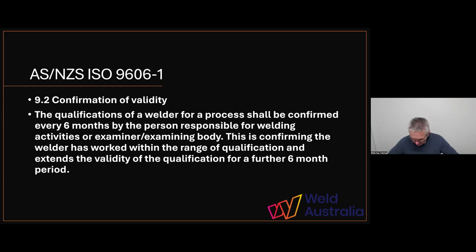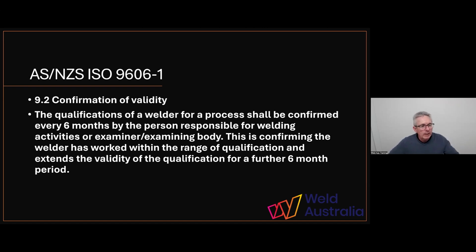9.2, basically conformity, qualifications of welder. The process shall be confirmed every 6 months, as we've just talked about, by the person responsible for welding activities or the examiner body. So whether you've got a welding supervisor or you're doing that role, whatever it may be, you're that person that ticks that box. This confirms the welder has worked within the range of qualification and extends the validity of the qualification for a further 6 months.